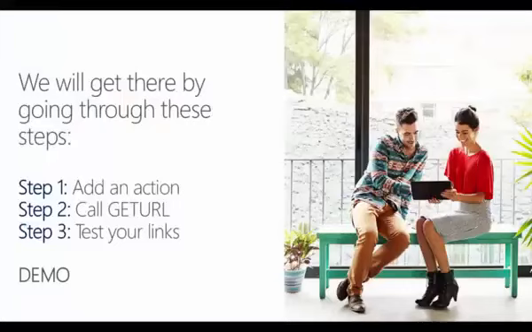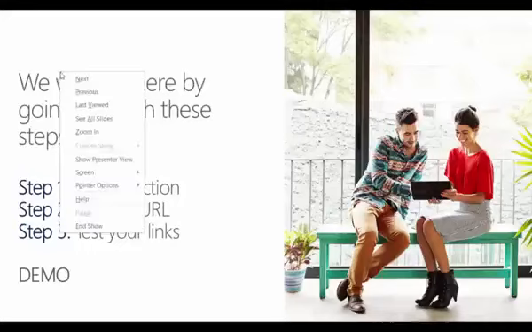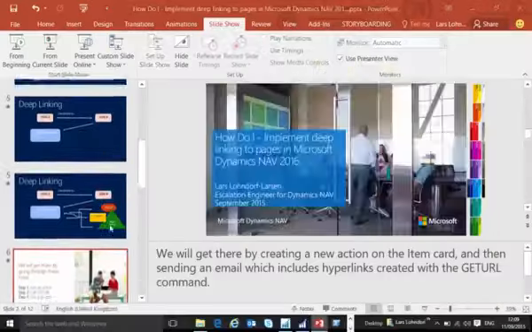So what we will do is we'll use a GetURL function from an action. GetURL creates a hyperlink for us, but we will look at how we can make sure that this link is available for the different devices. So let's have a look at that.